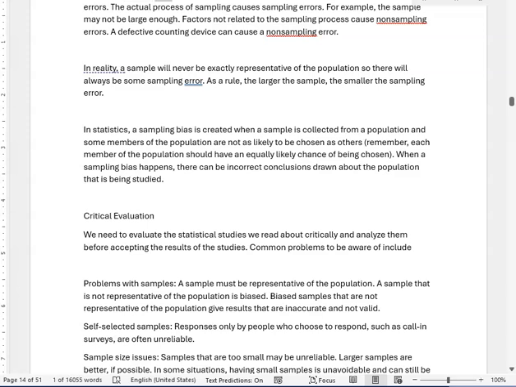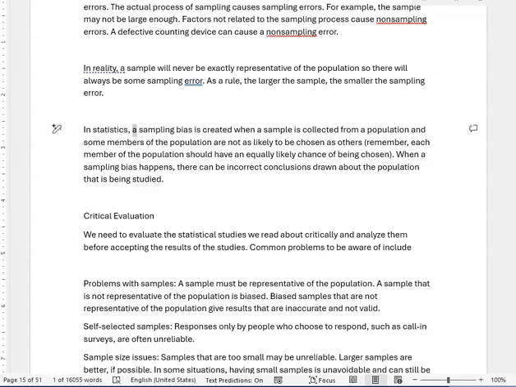When you analyze data, it is important to be aware of sampling errors and non-sampling errors. The actual process of sampling causes sampling errors. For example, the sample may not be large enough. Factors not related to the sampling process cause non-sampling errors. A defective counting device can cause a non-sampling error. In reality, a sample will never be exactly representative of the population, so there will always be some sampling error. As a rule, the larger the sample, the smaller the sampling error.